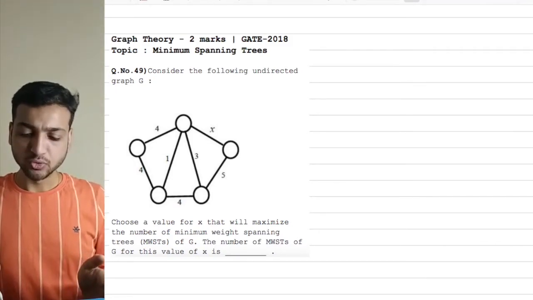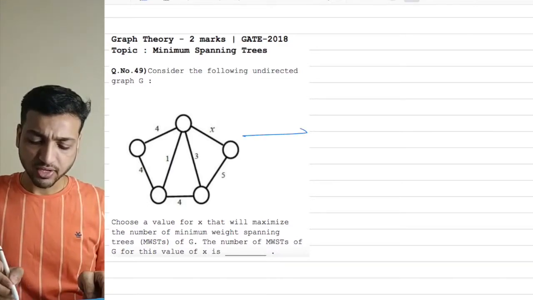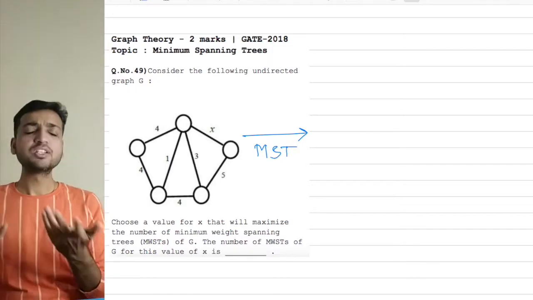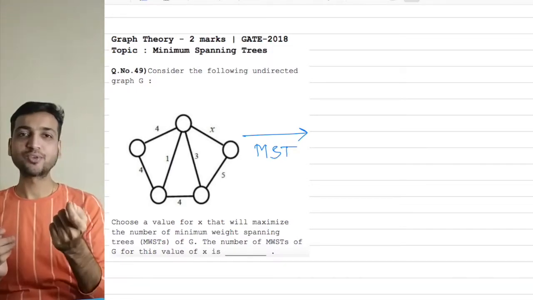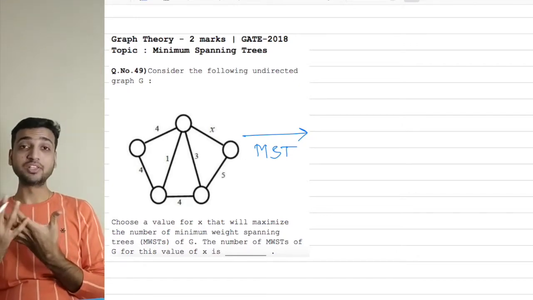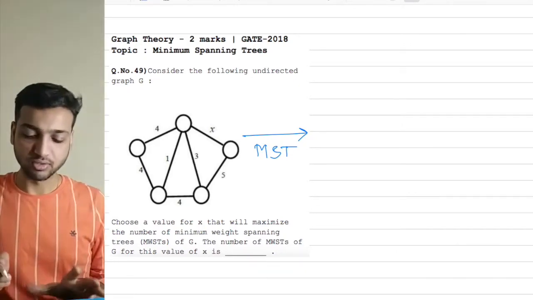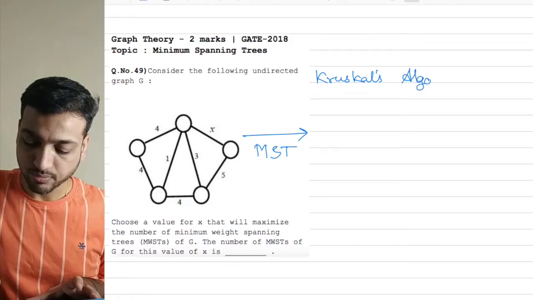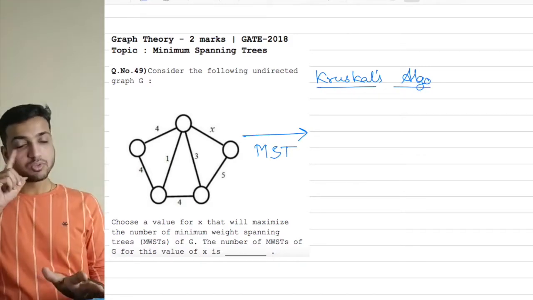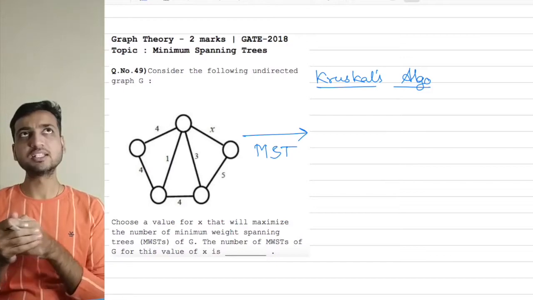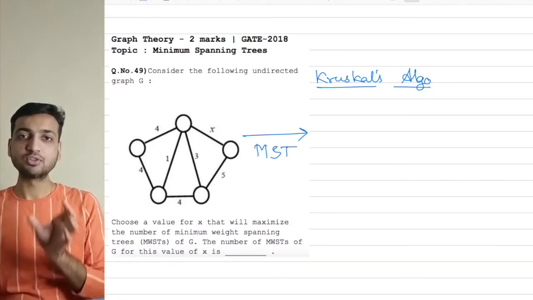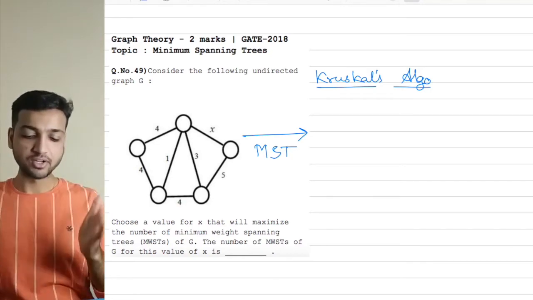Okay, so let's go ahead. Let's first of all try to implement the MST algorithm over this graph. As we know, to find the MST, we have Prim's algorithm or Kruskal's algorithm. I am more comfortable with Kruskal's algorithm, so I'm going to use Kruskal's algorithm. So let me just make a note here. Kruskal's algorithm is what I'm going to implement. In Kruskal's algorithm, the way this algorithm works is we choose the minimum weight edge in the graph and we try to put it into the tree that we're trying to construct.